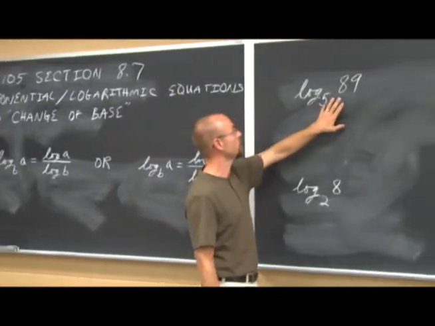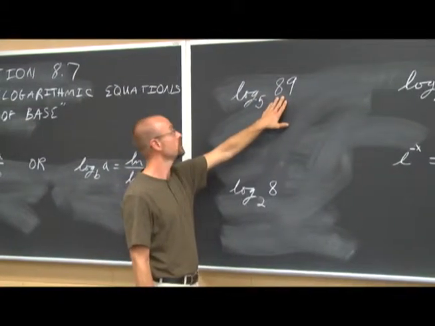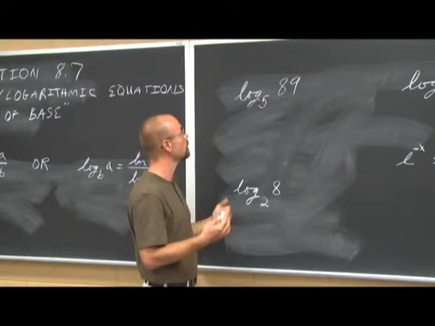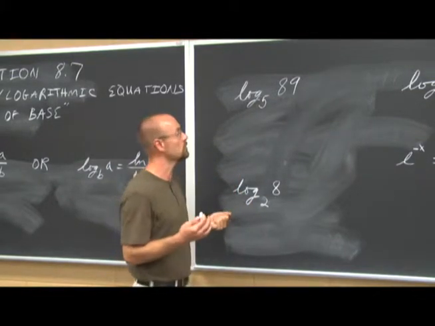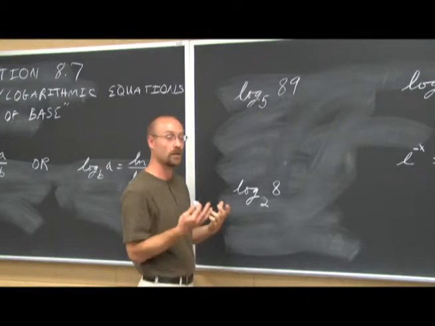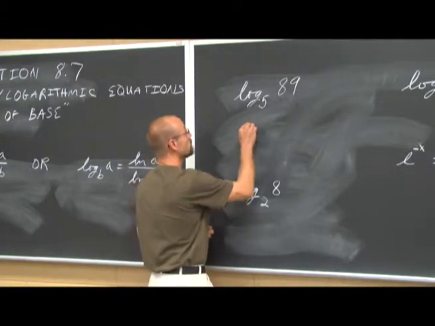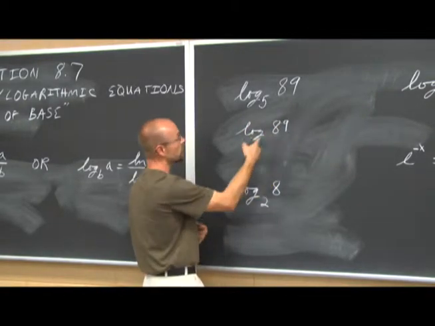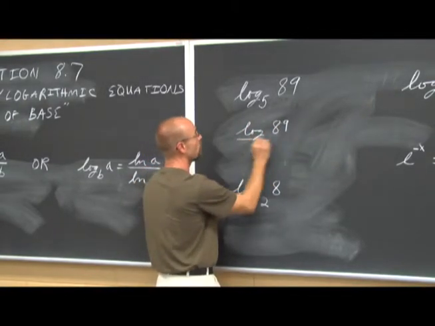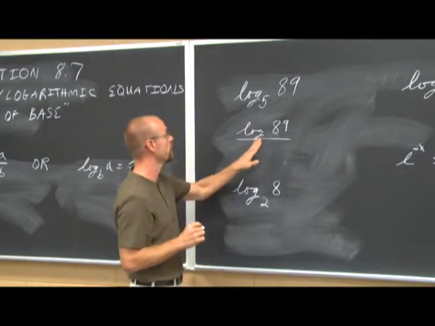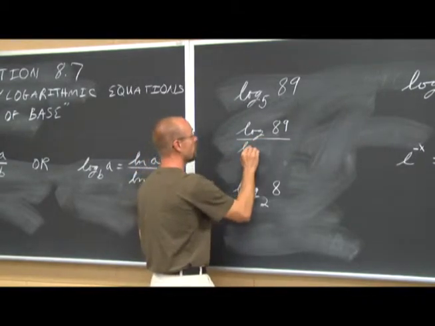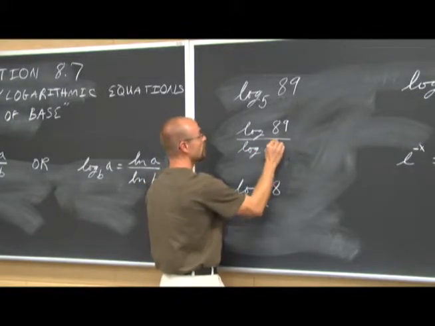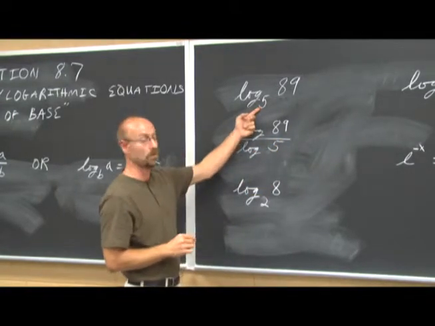So let's look at an example. We have log base 5 of 89. In this example, maybe it's something I want to find the value of, so I'm going to put it into my calculator. And I'm going to use log base 10. I'm going to change the base to log base 10. So I'm going to take log base 10 of 89, and notice because this is our common log, I don't have to denote what the base is. We have to assume 10, divided by log base 10 of 5, the base of the original log.